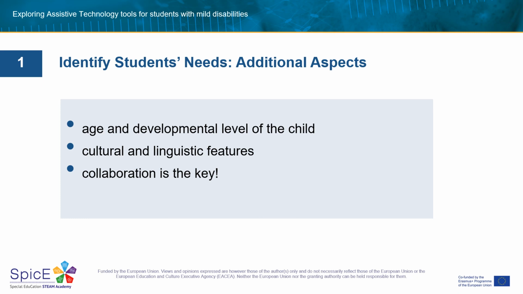One of them is the age and developmental level of the child. The assessment approach should be tailored to the child's age and developmental stage. The cultural and linguistic features should also be considered. It must be ensured that the assessments are culturally and linguistically appropriate to avoid bias. And always remember that collaboration is the key. Effective learning needs assessment requires collaboration between parents, educators, and specialists.